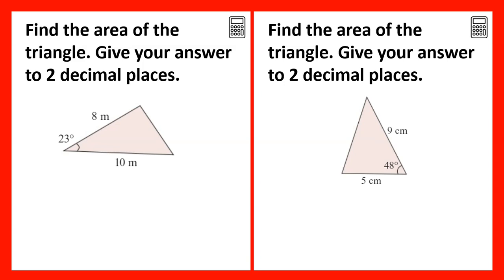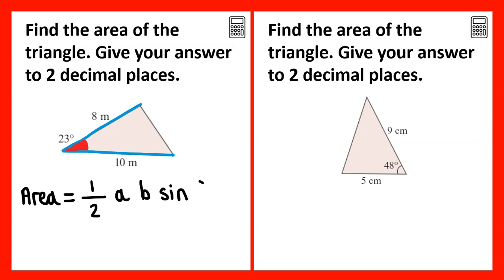The Sine Area Rule is a method to calculate the area of a triangle when two sides and the included angle are known. When we say the two sides and the included angle, we mean the angle that's formed between the two given sides, or sandwiched in between them. In this case, the formula for the area of the triangle would be equal to half AB sine of capital C, where A and B are the lengths that sandwich the angle in between them, labelled as C.